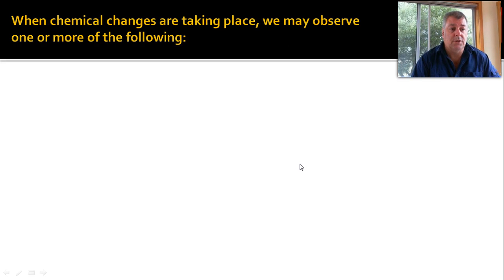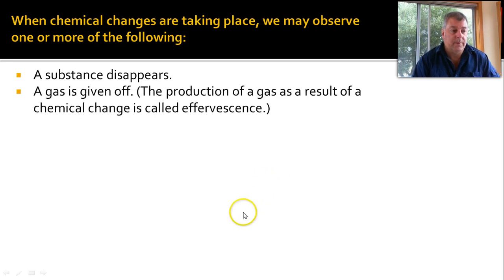Now, when chemical changes take place, we may observe one or more of the following. You've probably observed chemical reactions already, and you may have already seen some of these. So let's just go through them. A substance disappears. For example, you pour a powder into a beaker of water, stir it around, and it disappears. That's a chemical reaction. A gas is given off. If you see bubbles, if you see what's called effervescence, that's a result of a chemical change occurring, and so we could write the reaction about that.